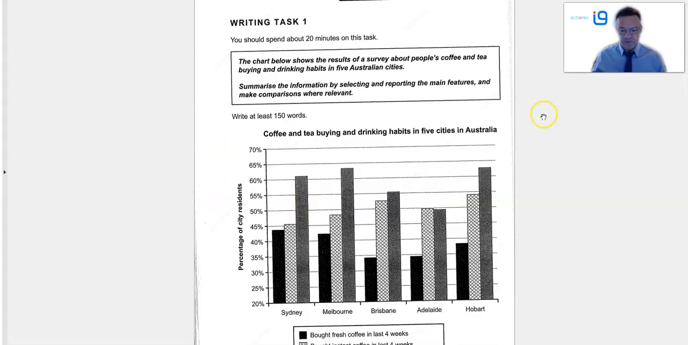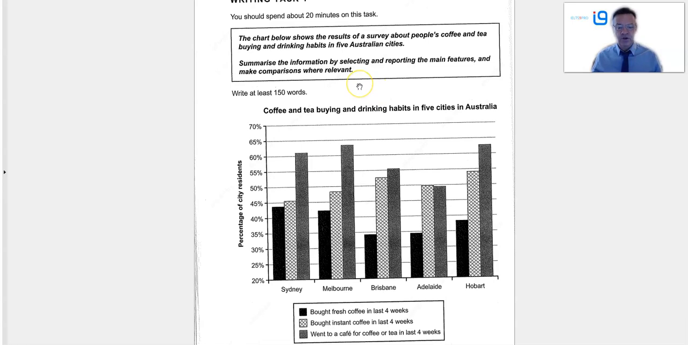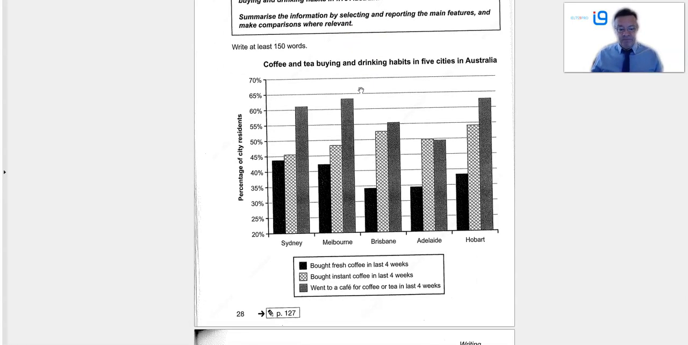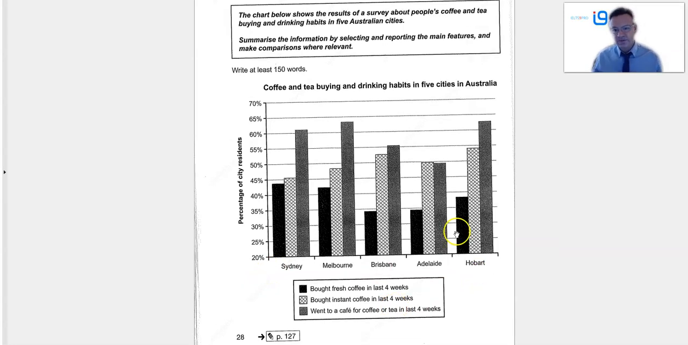So this is it. The chart below shows the results of a survey about people's coffee and tea drinking and buying habits in 5 cities in Australia. Summarise the information by selecting and reporting the main features, and make comparisons where relevant. So you've got the percentage of residents, you've got the cities, bought fresh coffee, café, etc. Okay, that's pretty straightforward there.